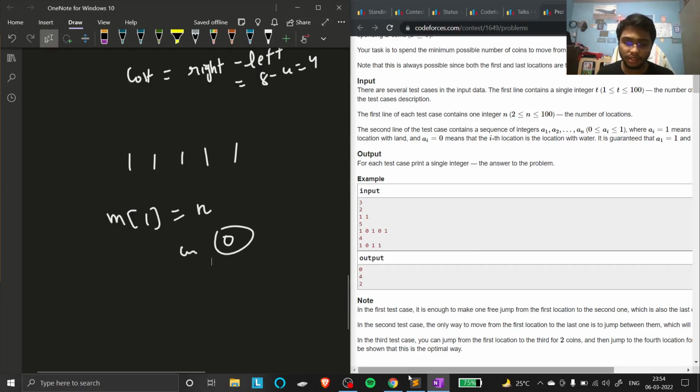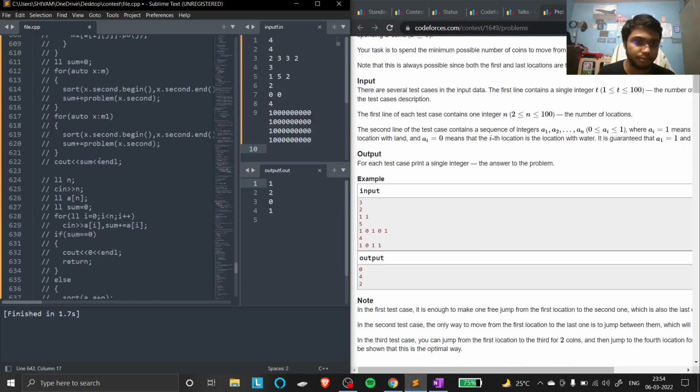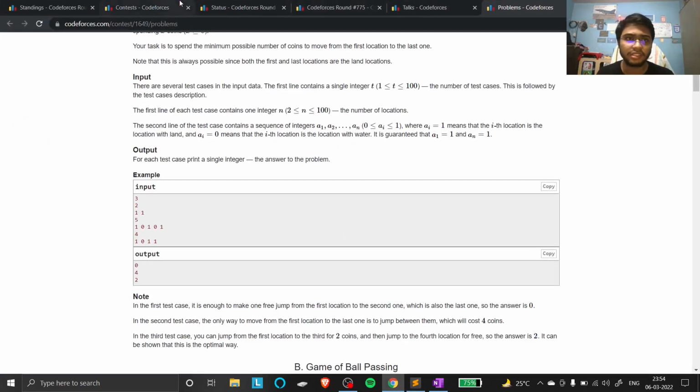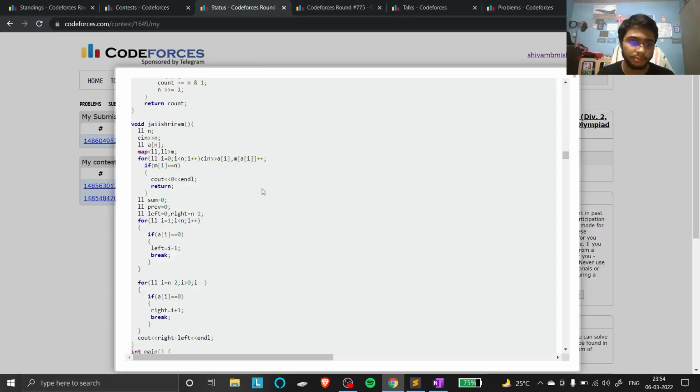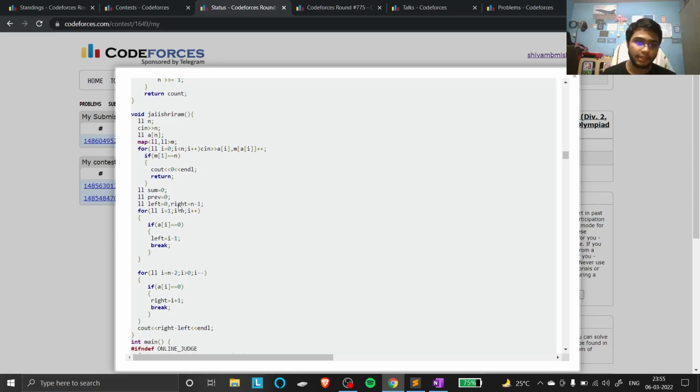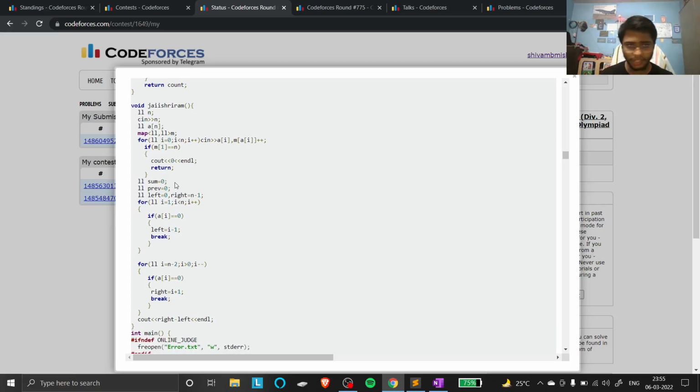So let me open the code. Okay, here it is. So what we had did, we declare an n. Fine. We had declared n, then we declared the array, then we declared a map. After that what we did, we inputted the array and we stored the occurrence of 1 in a map. Then we compare that the frequency of 1 means every element of the array is 1, so we printed 0 and return.